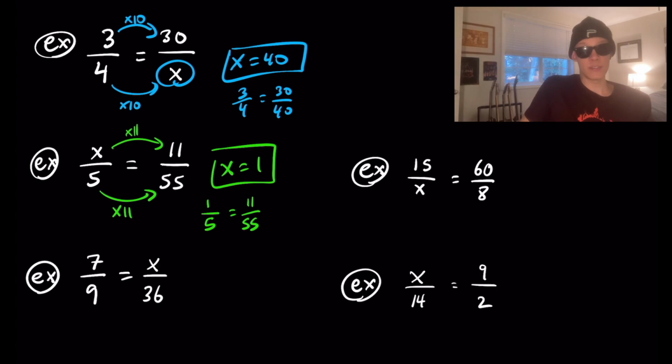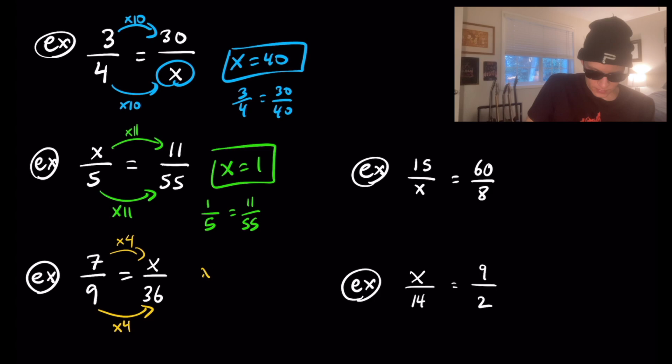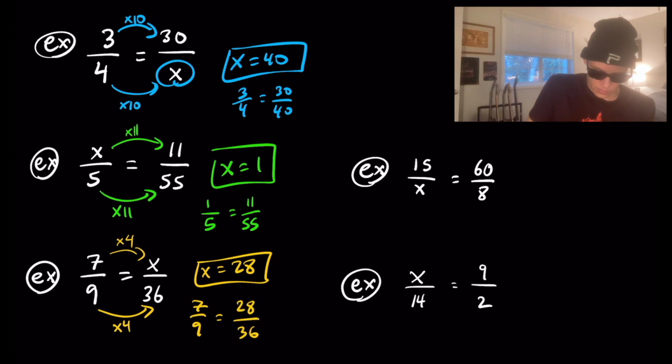All right, 7 over 9 is equal to x over 36. I'm given my denominator, so let me find that relationship there. 9 times 4 is 36. So I'm going to multiply 7 by 4 to get x. And that's going to be x is equal to 28. So I'll have 7 over 9 is equal to 28 over 36. And simplify that unsimplified fraction, and you will get 7 over 9 in that example.